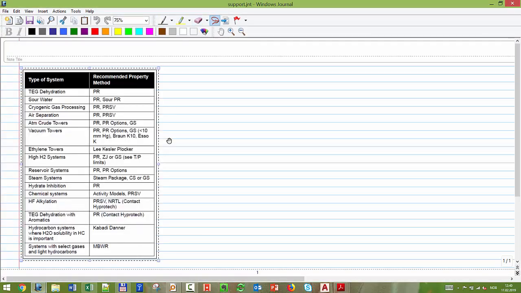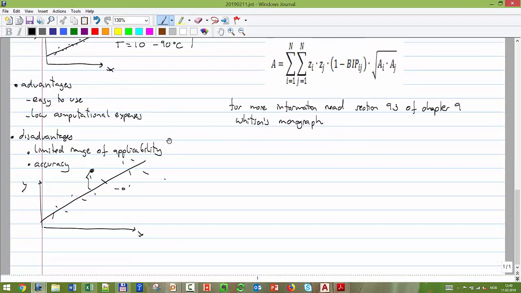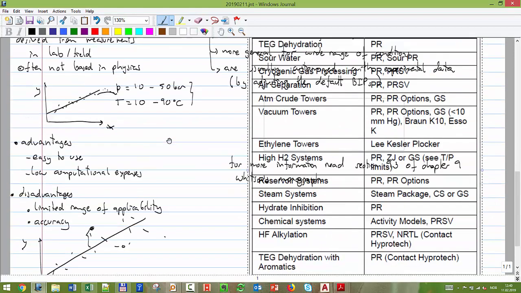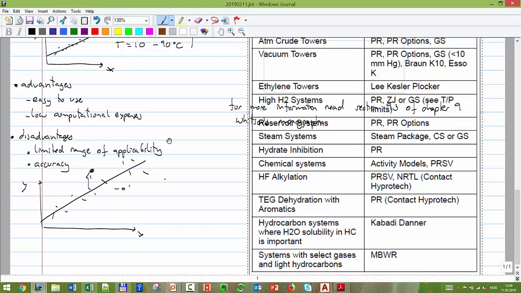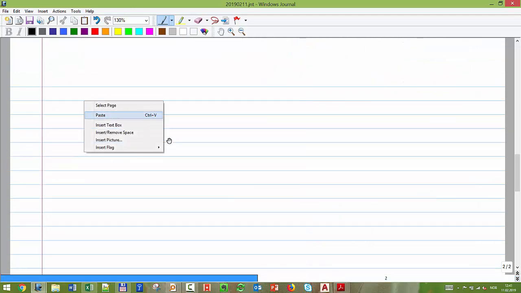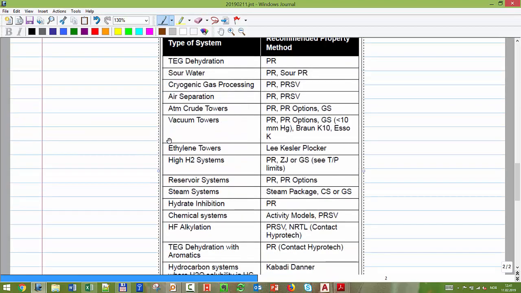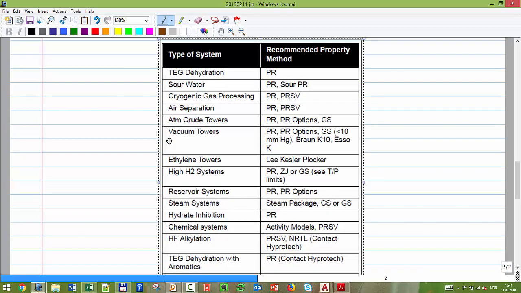This table is taken from HYSYS. Typically process simulators, equation of state simulators, have a recommended range of applicability of each equation. So it tells you, depending on what kind of system you're trying to simulate, which equation to use, but it also may give you a warning. You might have to customize this equation or limit its range.